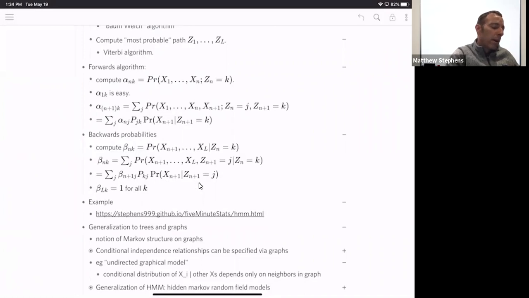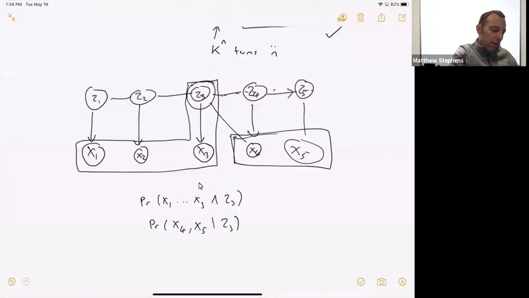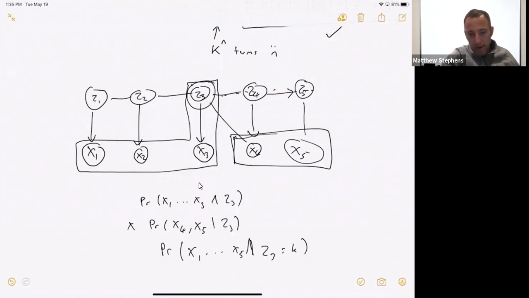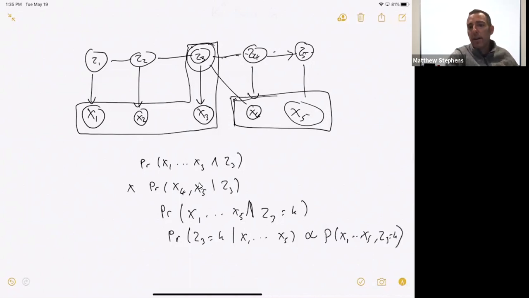And so when you multiply the alpha and the beta together, you get the probability of everything, x1 up to x5, together with z3 equals k, for each k. Then you can use that the probability of z3 equals k given x1 up to x5 is proportional to that joint, right? Okay, so that's the basic idea.